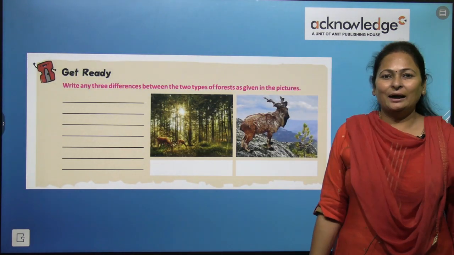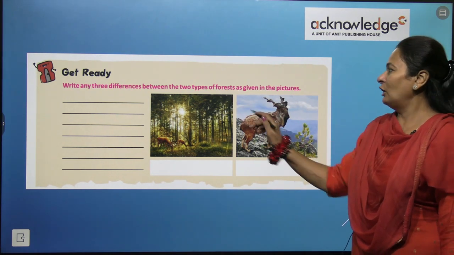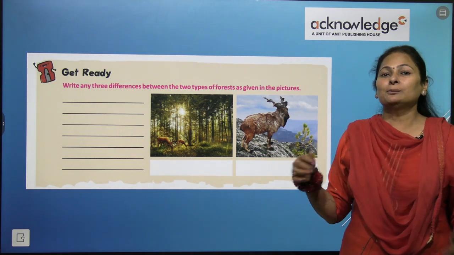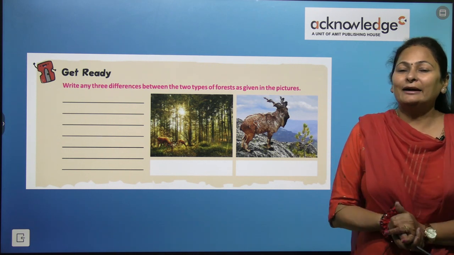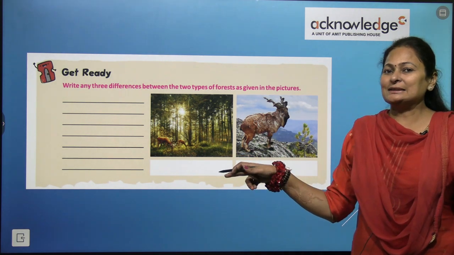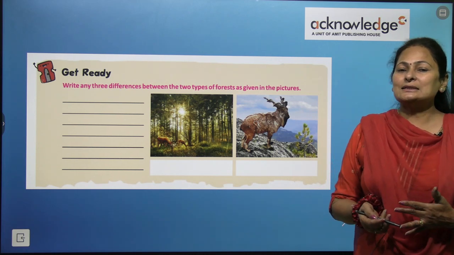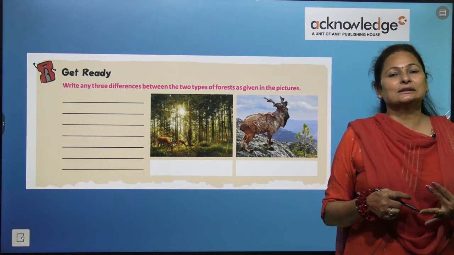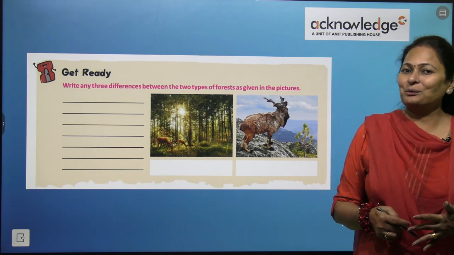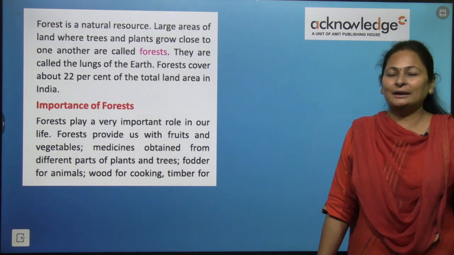So get ready and have a glance at these two pictures. Here you'll find pictures of two different forests. You need to find out which forest each picture belongs to and differentiate between the two. We will do this exercise after the explanation of the chapter, because in this chapter we are going to cover the different kinds of forest, and this will make it easy for you to differentiate afterwards, right? So let's begin with the chapter, kids.